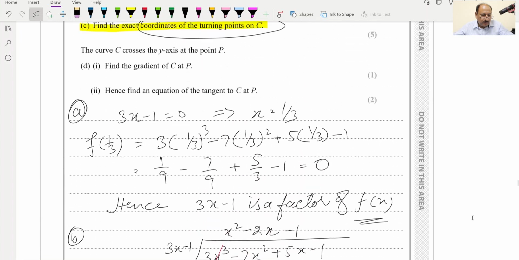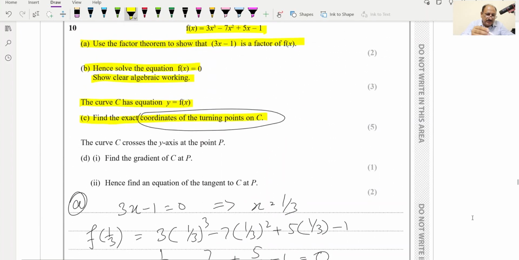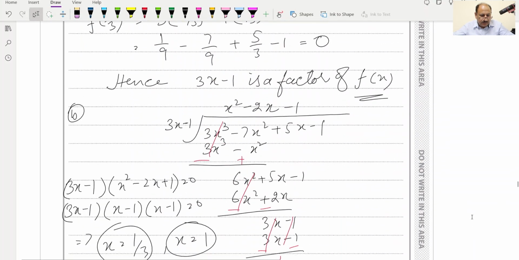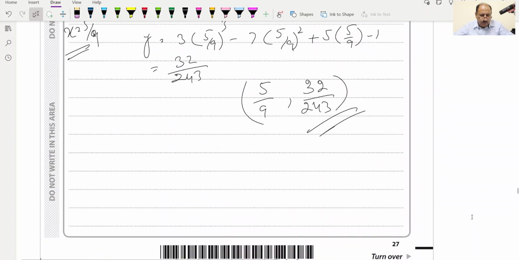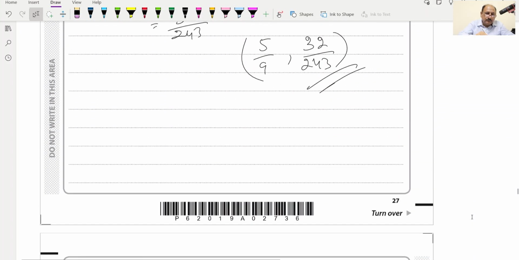Now we can move to part D. Part D says the curve C crosses the y-axis at P. On the y-axis the x value is equal to 0, keep that in mind. Find the gradient of C at P. So first of all we have to calculate the coordinates of P and then the gradient of C at P. So for part D we can solve over here.